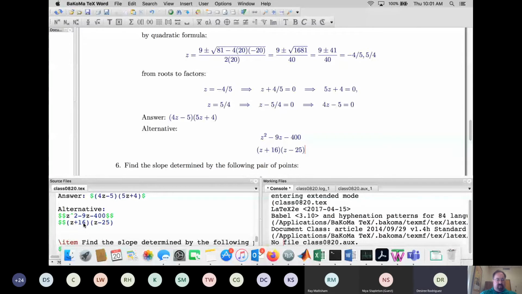Then right there, you have to remember that coefficient that you multiplied, and it's almost like you do the opposite step. So I divide the 16 by 20 and the 25 by 20.